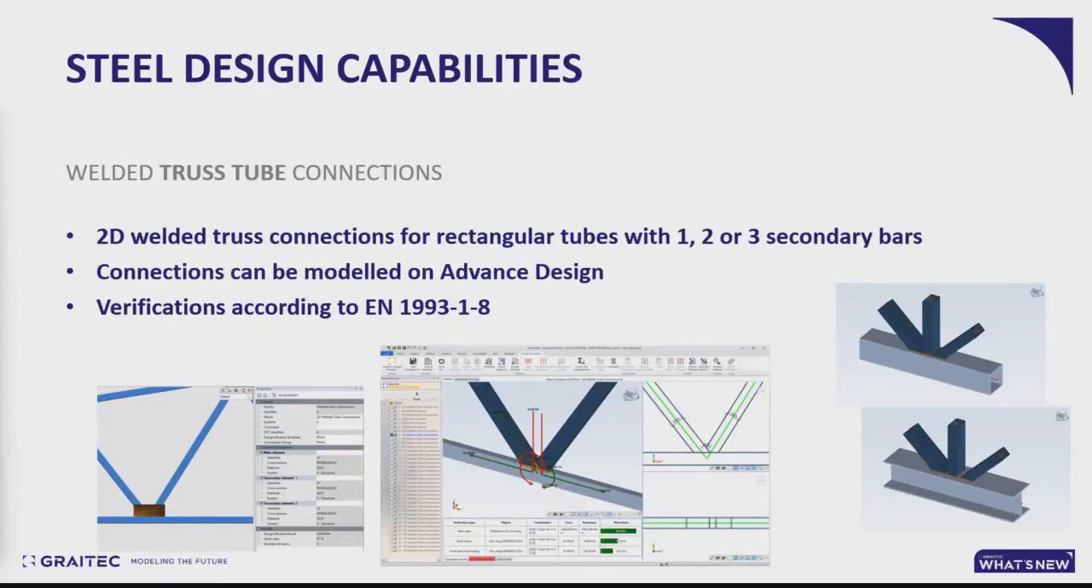And the last point related to steel design, in advanced design and the steel connection module, we can now define and verify welded truss tube connections. We can define multiple configurations supported by Eurocode 3 with 1, 2, or 3 diagonals that are made of square or rectangular tubular steel sections. The main beam can also be a tube or I section.